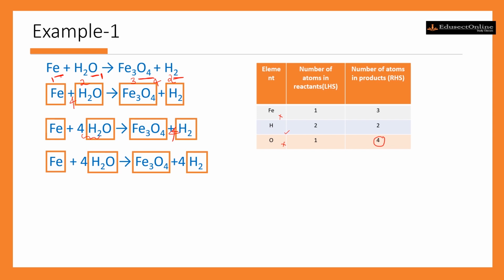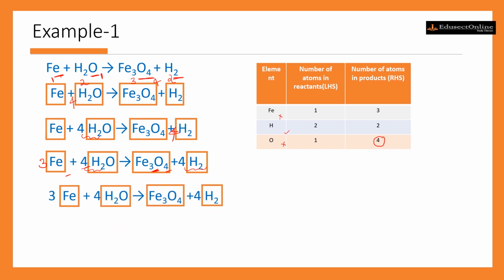Now check hydrogen, it is 8. Here also it is 8. Oxygen, it is 4 here, and here also it is 4. So for hydrogen and oxygen it is okay now. But here Fe is 3, and here it is only 1. So we have to add a 3 here to make it balanced. Now here Fe is 3 and here Fe is 3. That means now the equation is okay. Like this, 3Fe plus 4H2O gives Fe3O4 and 4H2.